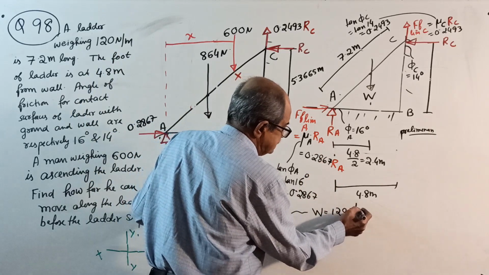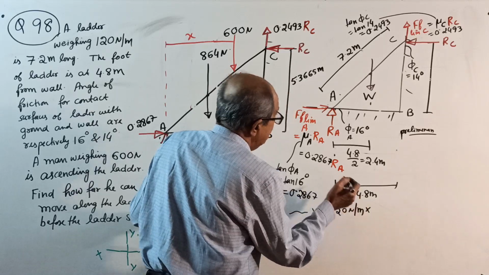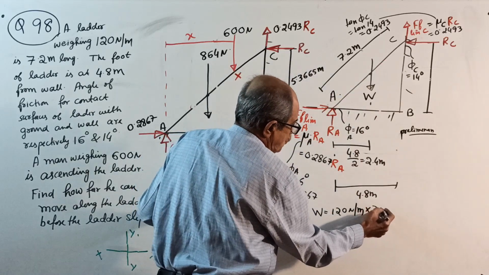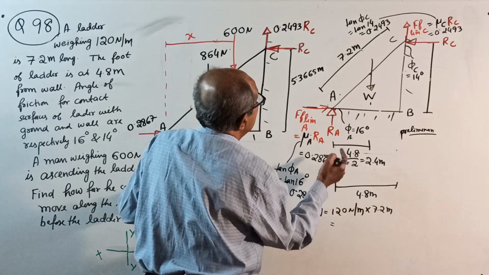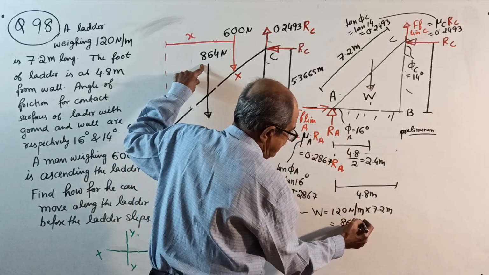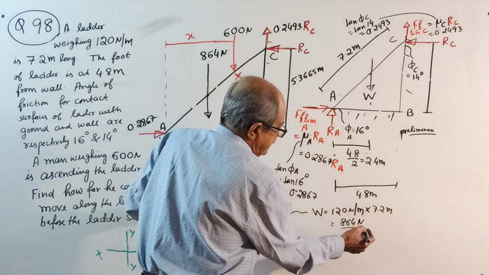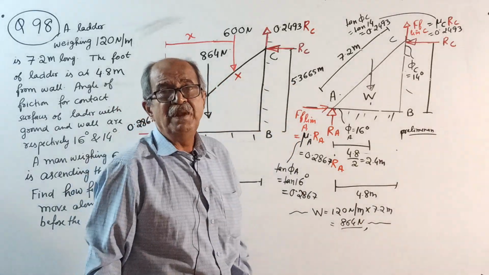Total weight of ladder, W equal to 120 Newton per meter. This next time I won't explain. This is 120 Newton per meter into total length 7.2 meter. See now what will happen? Meter will cancel. It will come 864 Newton. 864 Newton.